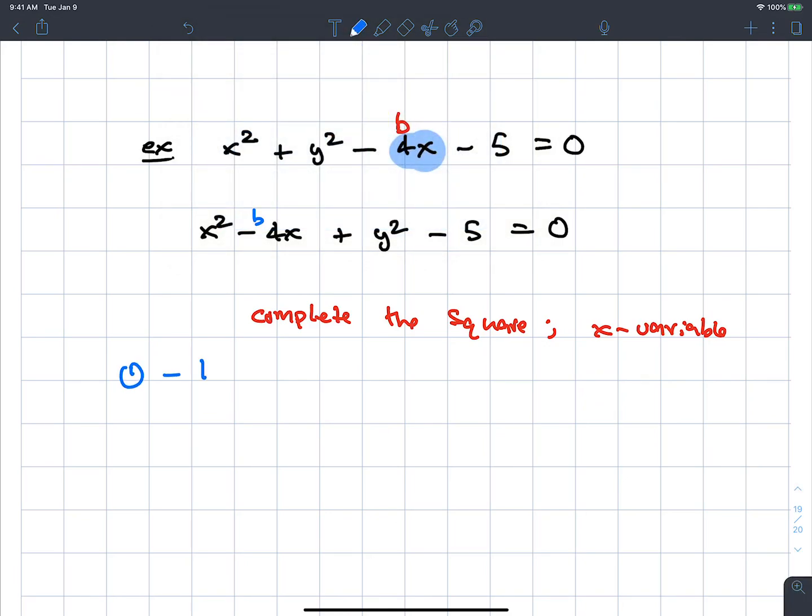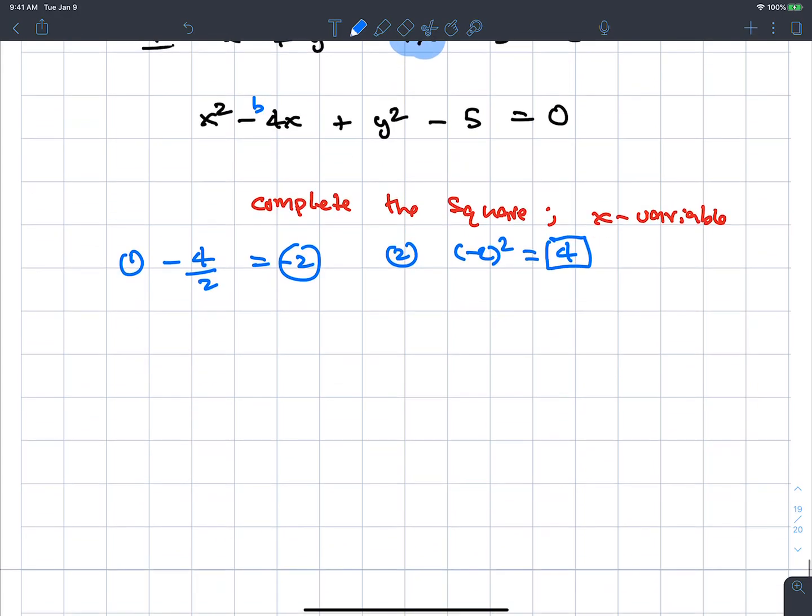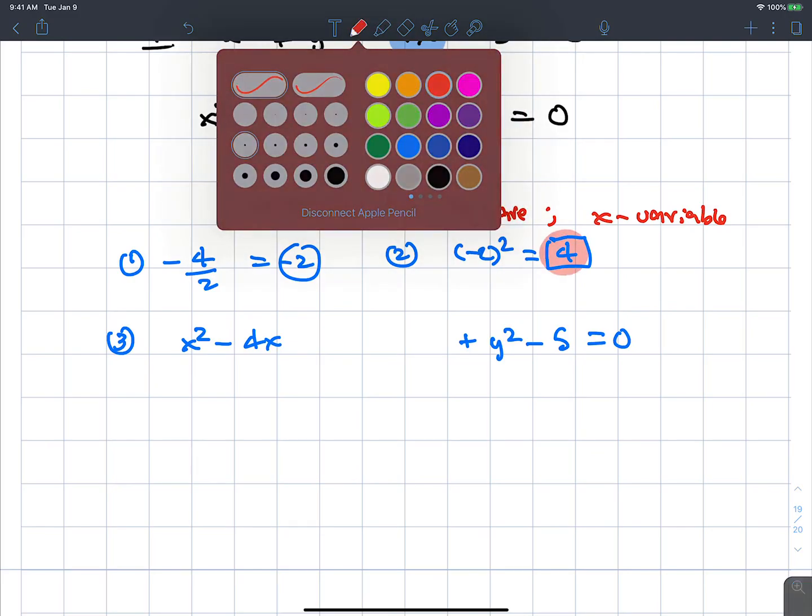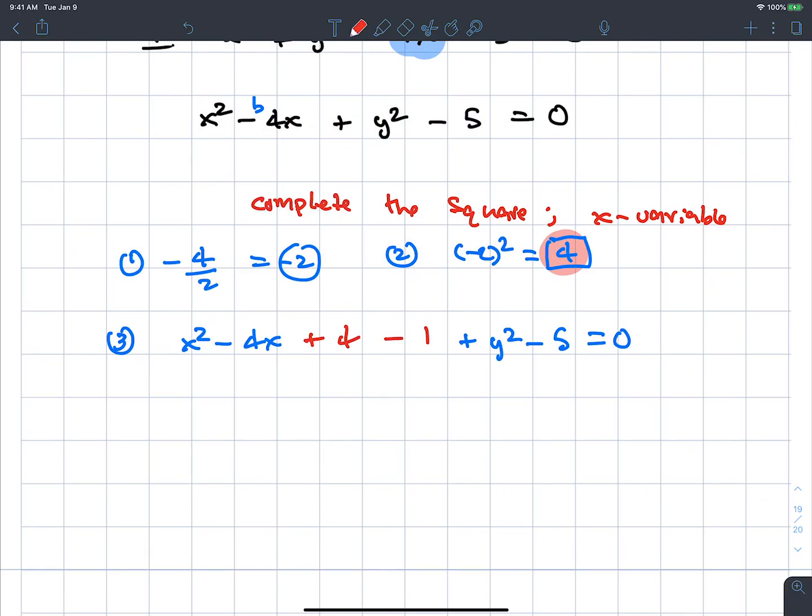So step 1, we say negative 4 over 2 is negative 2. And step 2, we take the negative 2 and we square it, and we get positive 4. And step 3 is the write down step, right? So you have, let's keep some space. Remember that? We got to have some space. So we're going to put plus y squared minus 5 is 0 here. So here's our space right here, because we're going to use, like we always do, the value found in step 2. We add 4. We take away that 4.